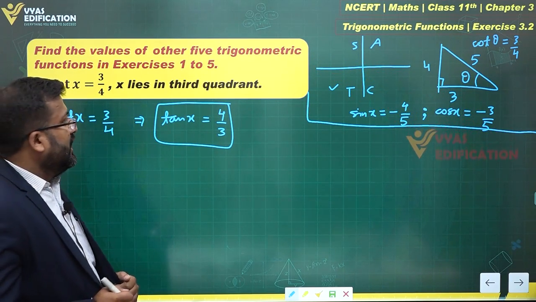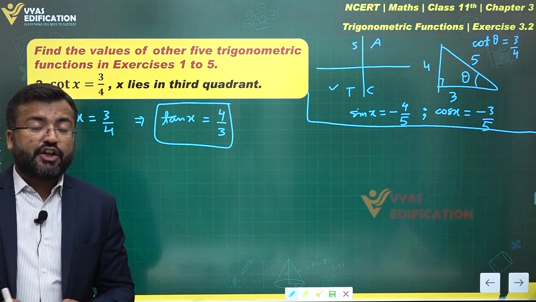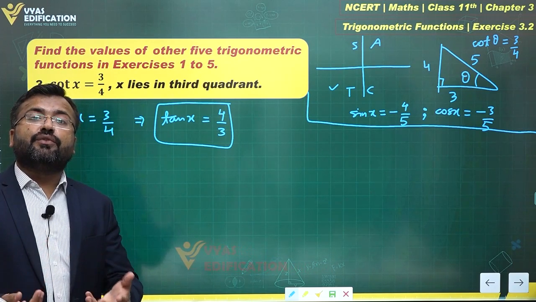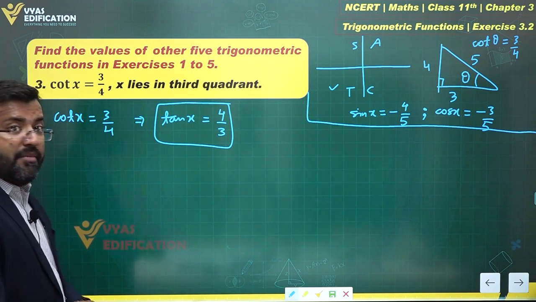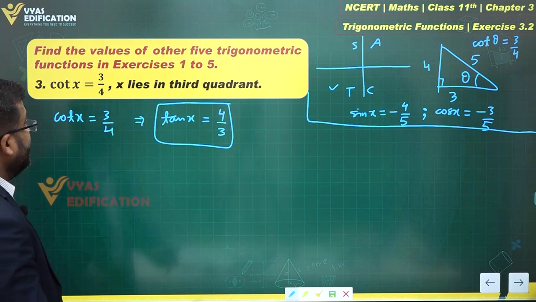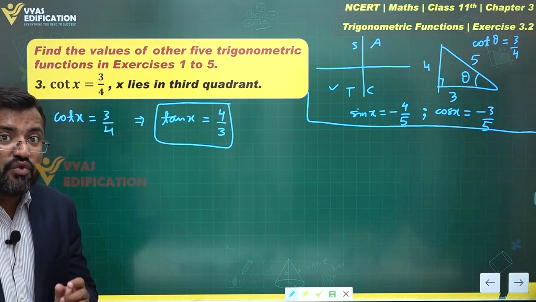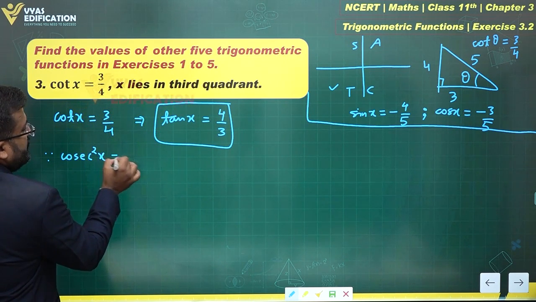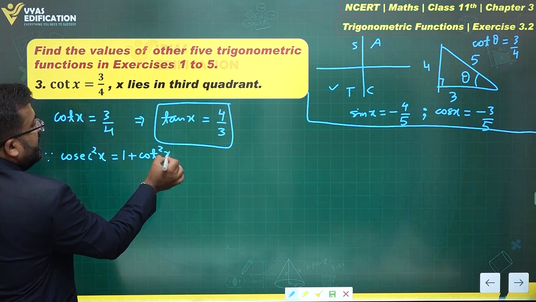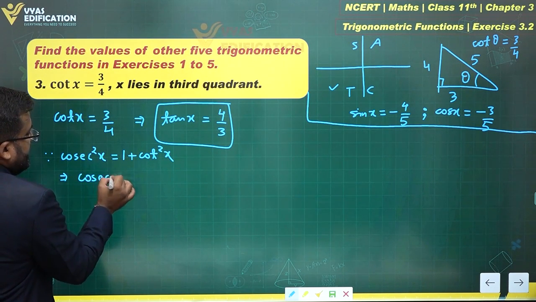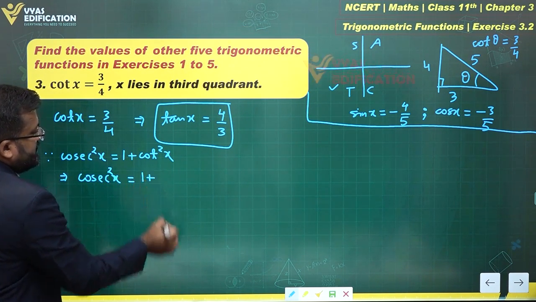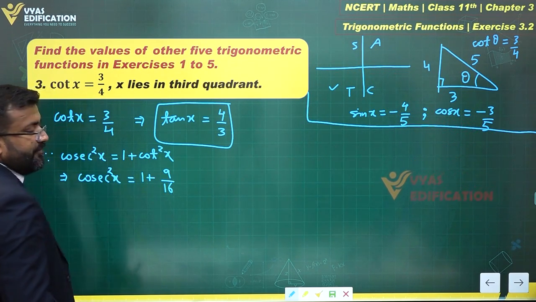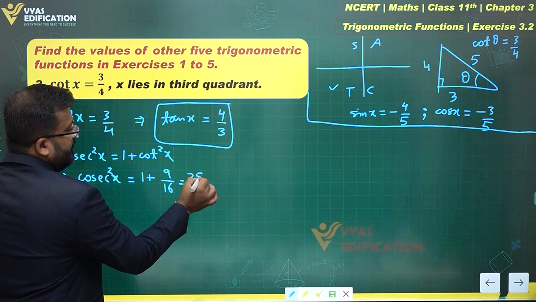Now what next? With the help of cot x, do you have any identity which relates cot x to another trigonometric function? We remember one trigonometric identity. That identity says that 1 plus cot square x is equal to cosec square x. So cosec square x is 1 plus cot square x. Cot square x would be the square of this, which is 9 by 16. So this is 25 by 16.